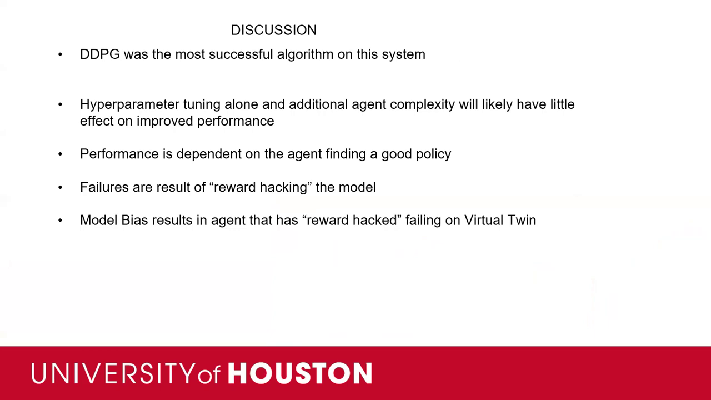So, discussion. From what we had, DDPG was the most successful algorithm on the system. Hyperparameter tuning alone and additional complexity will likely have little effect on improved performance. So far, performance has been dependent on the agent finding a good policy. Also, some of the failures we've seen are a result of reward hacking in the model, and that reward hacked behavior does not work on the actual digital twin due to model bias.